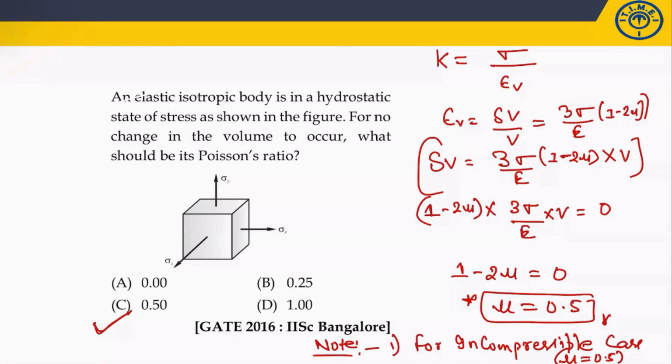What I'm telling is, for hydrostatic stress, sigma x, sigma y, sigma z should be the same. It may be tensile, it may be compressive. Even if you consider compressive, you will get the same answer because this doesn't play any role. Mu value you will get as 0.5. Hydrostatic means the stress values in sigma x, sigma y, sigma z are the same, tensile or compressive. Okay.